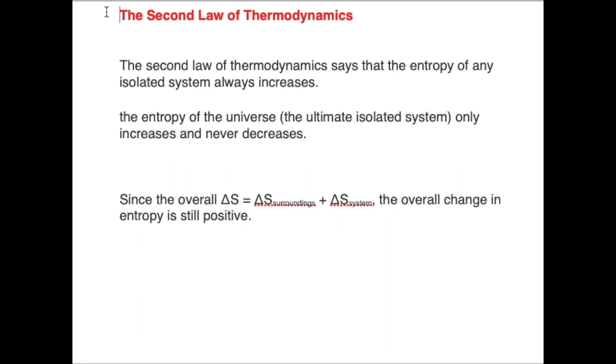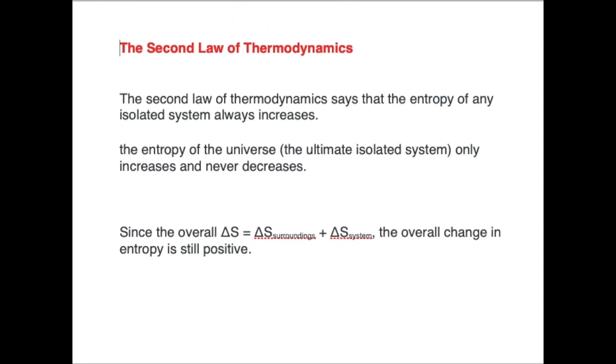So let us see how to put it in an equation. So here we can see that the overall delta S of the universe is always going to be positive. So delta S of any system can be negative. That means any system can go towards orderliness, but the delta S of the universe will always be positive.